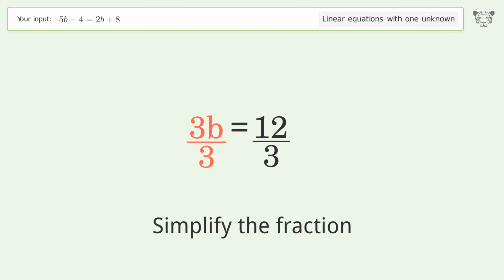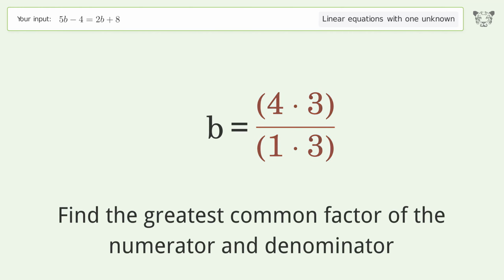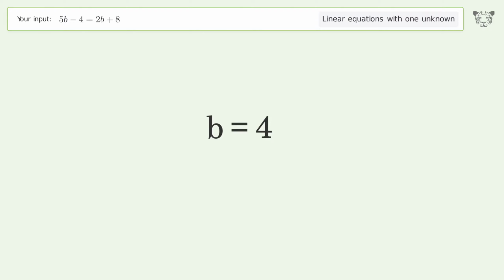Simplify the fraction. Find the greatest common factor of the numerator and denominator. Factor out and cancel the greatest common factor. And so the final result is b equals 4.